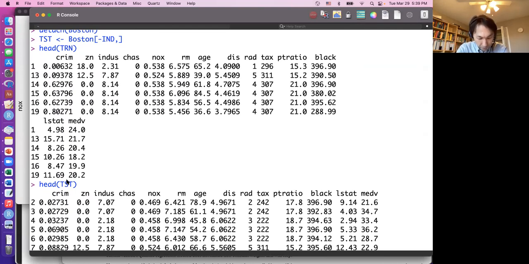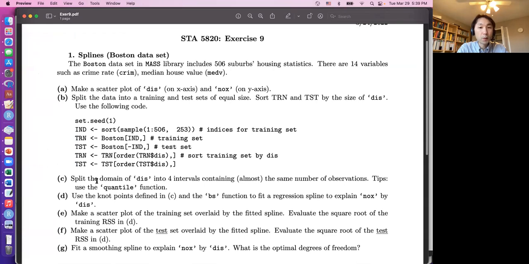Okay, so this is part B. Now that we want to fit the spline, question C: split the domain of distance into 4 intervals containing the same number of observations. We have 253 observations in the training set, so approximately 63 observations each. 63 times 4 is 252, so 63 to 64 observations. And so we set basically the 3 knots, right? The 4 intervals, so 3 knots.